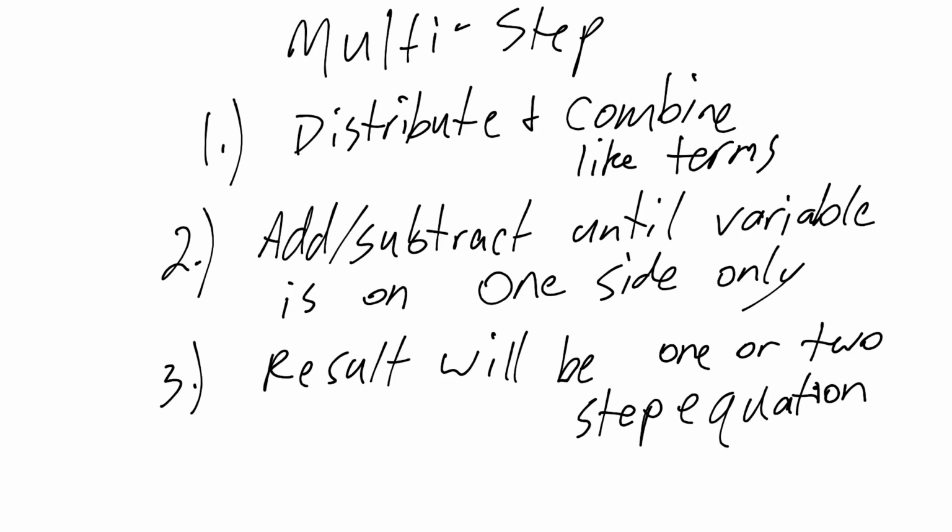Number 2, some of these equations have variables on both sides. You have to change that. You have to add or subtract until variables are on one side only. After that, you'll have a 1 or 2 step equation like we've been looking at.